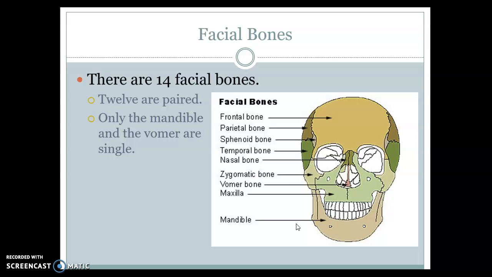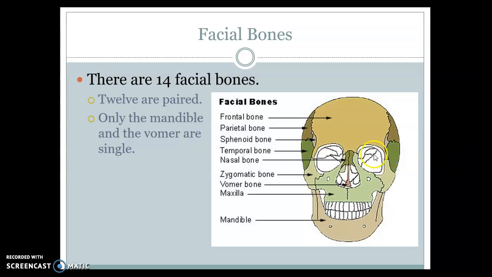So if you look at the front of the skull here, the very front of the skull is actually called the frontal bone, and you have the parietal bones on the two sides. Temporal bones are these right here. That's right where you would, what people call the temple of their head. That's called the temple because they're temporal bones right there.